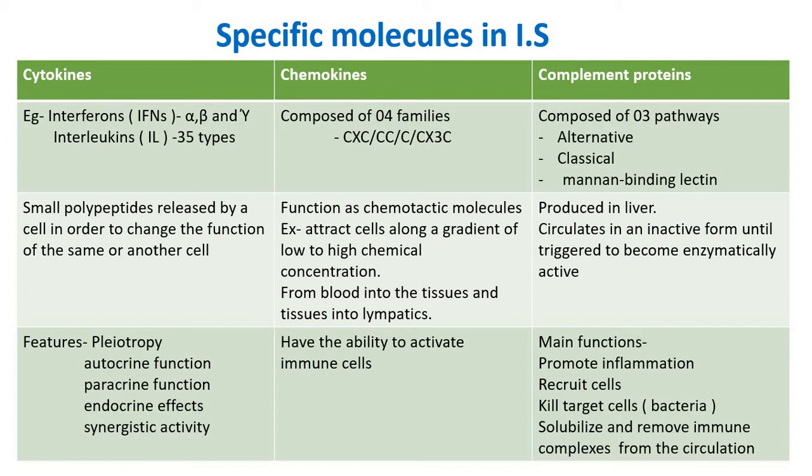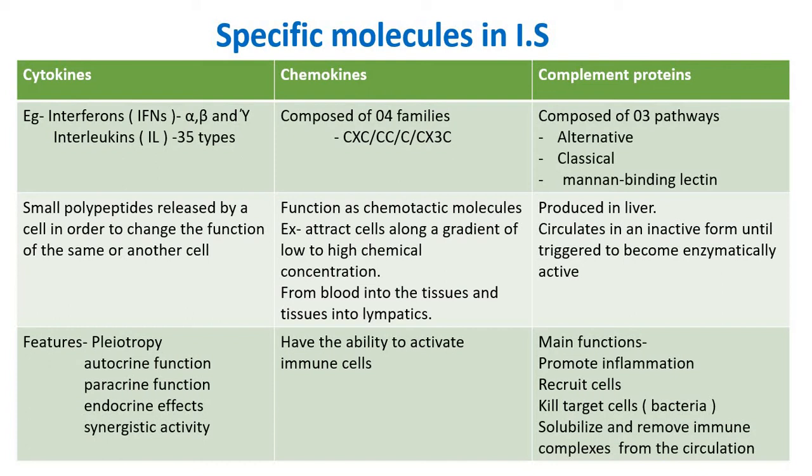So let's talk about chemokines now. All chemokines have a similar structure relating to the configuration of cysteine residues, which give rise to four families: CXC, CC, C, and CX3C. CXC means two cysteines separated by any other amino acid residue. CC is two cysteines next to each other. C is one cysteine. CX3C is two cysteines separated by any three amino acids.